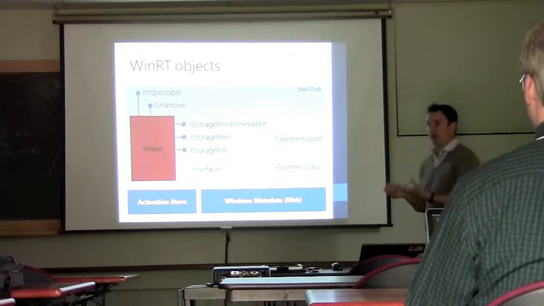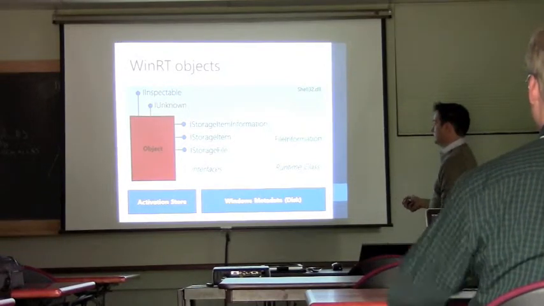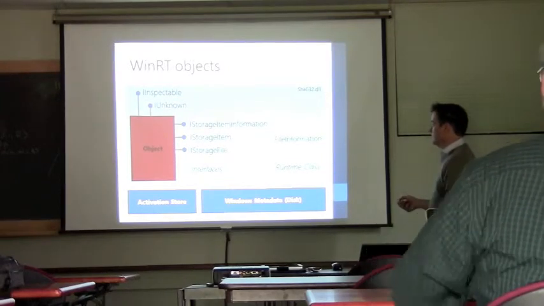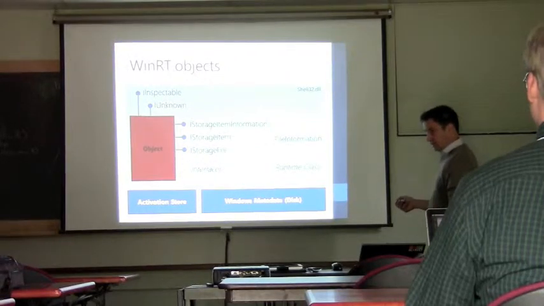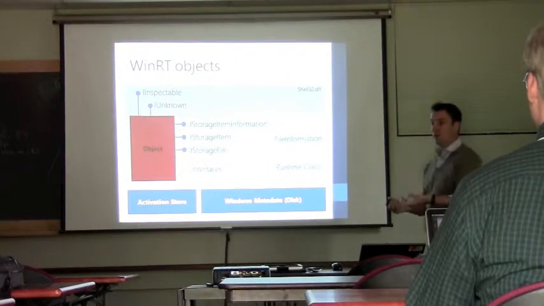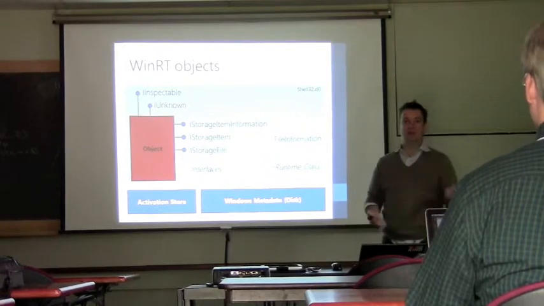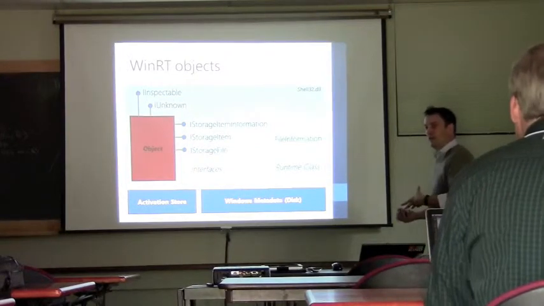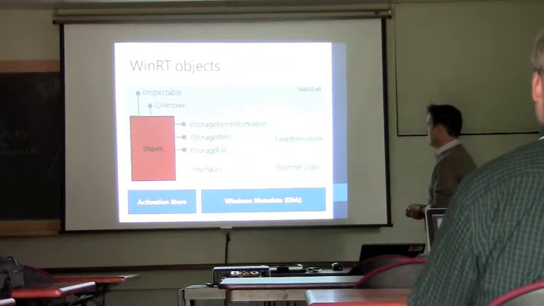The implementation is in a random DLL, and let's say you have a file information class. This is the class you see. The class is built of one or more interfaces, basically. Each interface has a bunch of method calls, property set and get, do something, give me the file, delete the file, whatever you want. The class itself doesn't have methods on it, but all the methods are inside different interfaces.